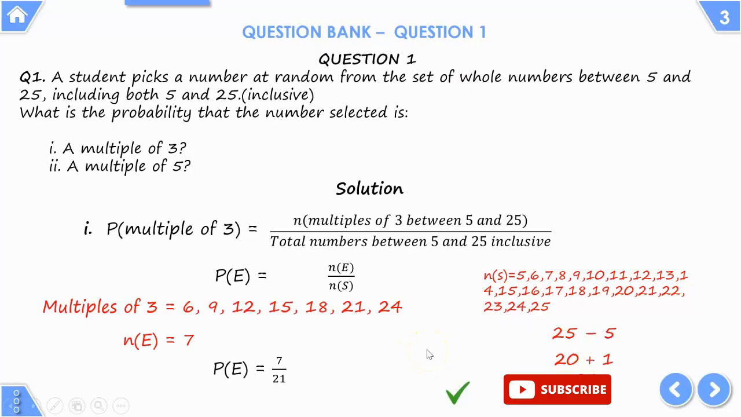Take note of that. So our probability becomes 7 over 21, since the number of events is 7 and the total number of sample points is 21. And that gives us 1 over 3.